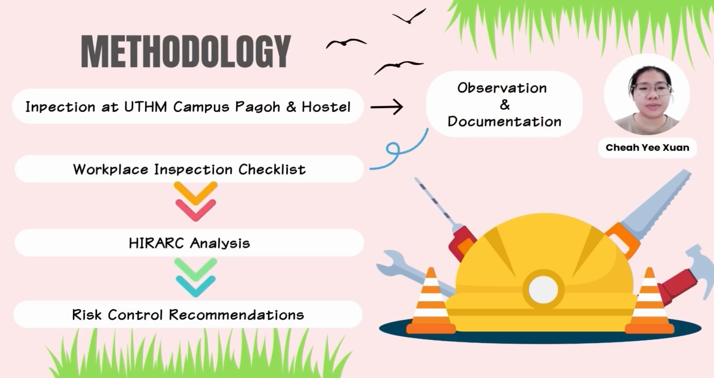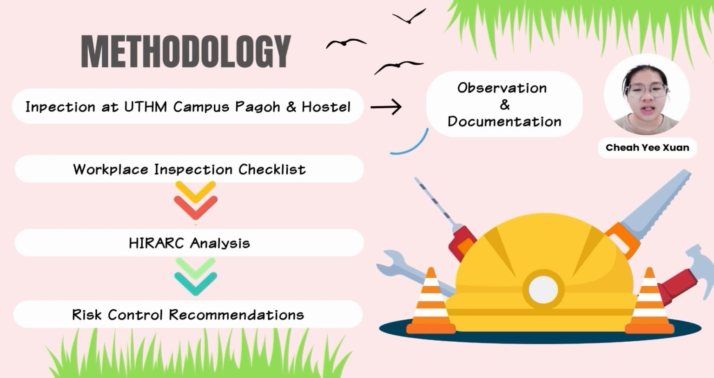For the methodology part, firstly, we conducted a site inspection at the UTHM Pagoh campus and student hostel area. During the inspection, we observed workspace conditions and collected evidence through photographs and visual documentation. Next, the collected information was evaluated using a workspace inspection checklist to determine whether the inspected areas comply with safety requirements.